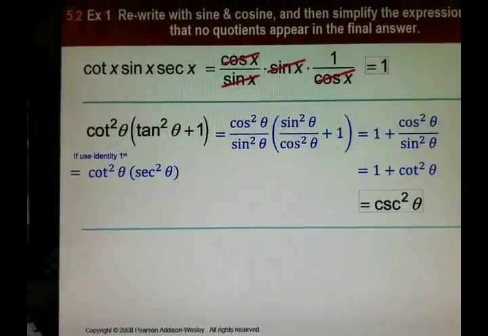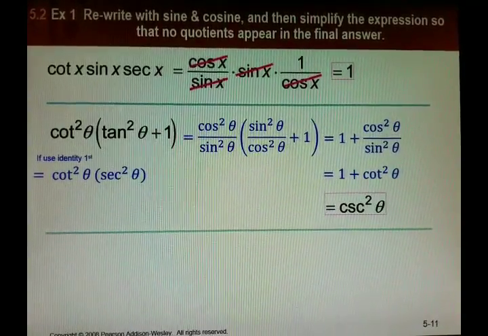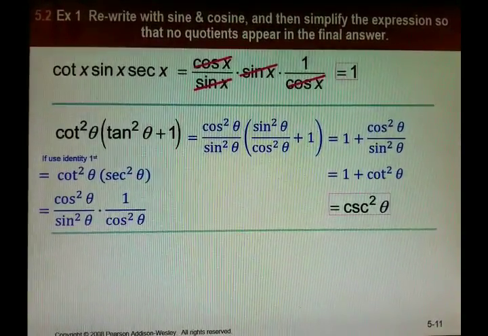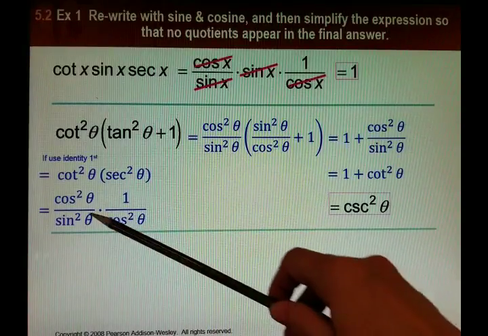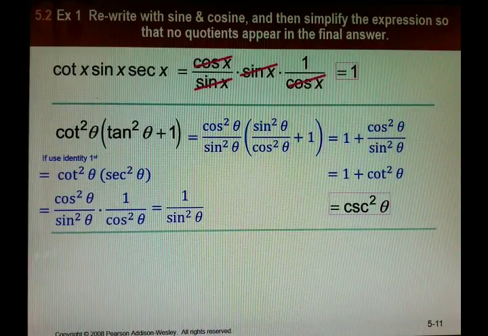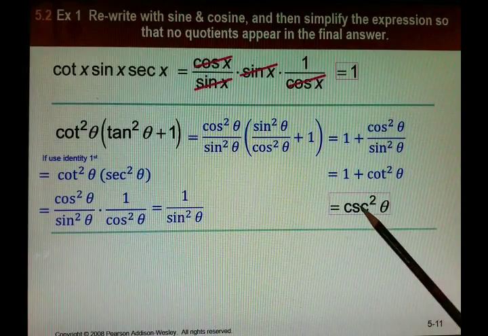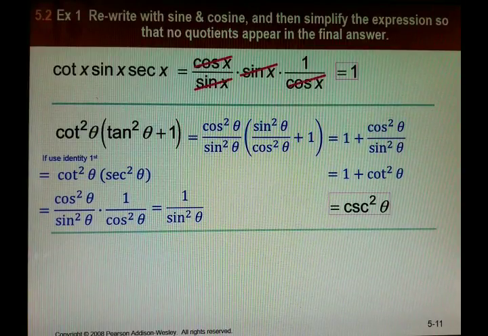Now I would have rewritten the cotangent as the cosine over sine, and the secant as 1 over cosine squared. These cosine squareds would reduce, therefore I would get 1 over sine squared, and then when you bring that back up, you go right back to the answer of cosecant squared. So again, personal preference there.